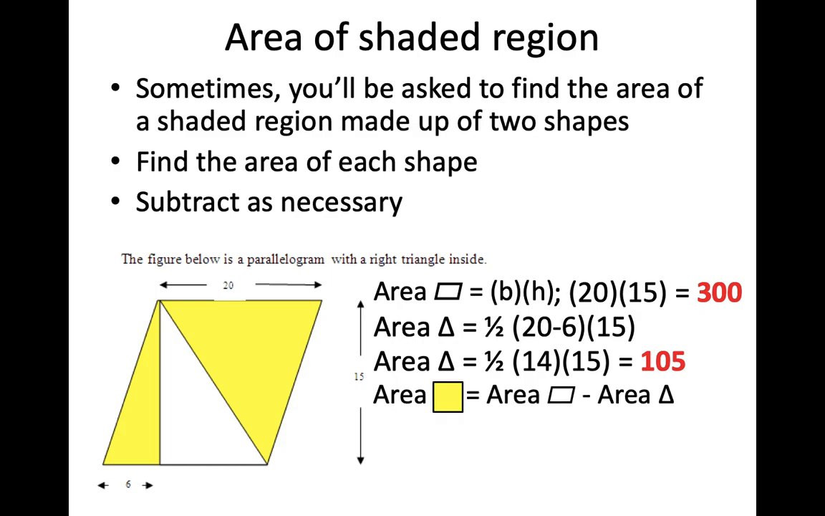Now, to find the area of the yellow, I'm going to find the area of the parallelogram and then subtract out that white triangle. So I'm going to find the whole parallelogram and then subtract out the white triangle. So in other words, I'm going to take 300 and subtract out 105, and I get 195. So the area of this yellow piece is 195 square units.